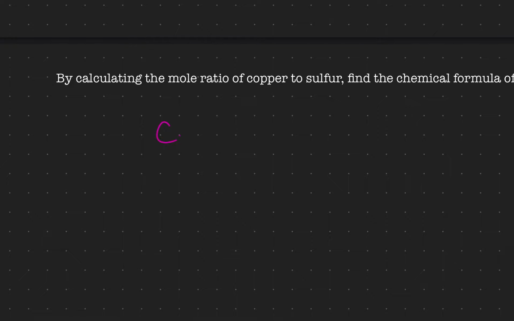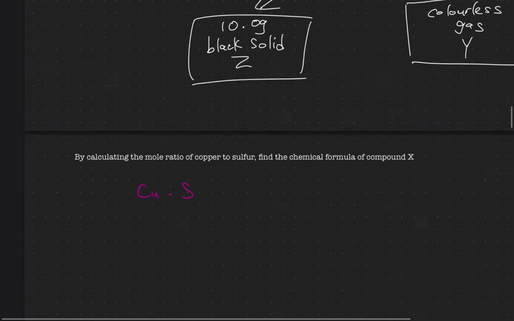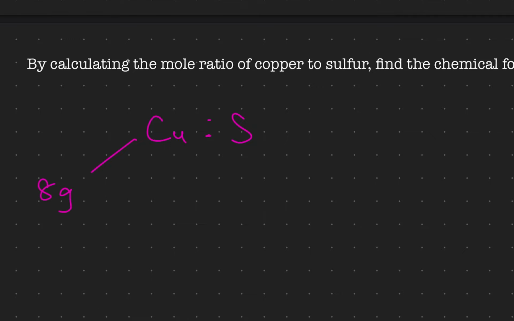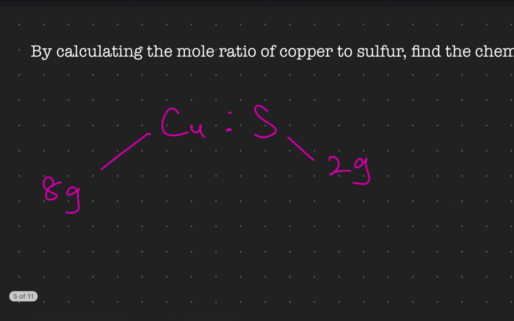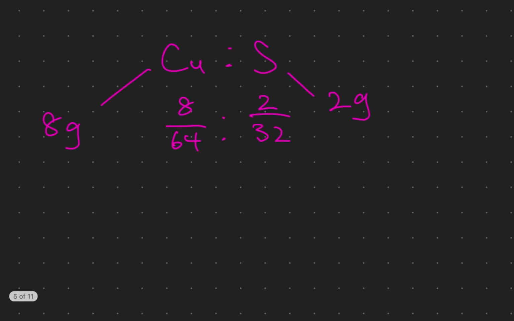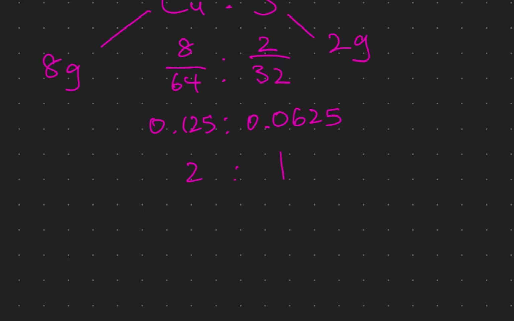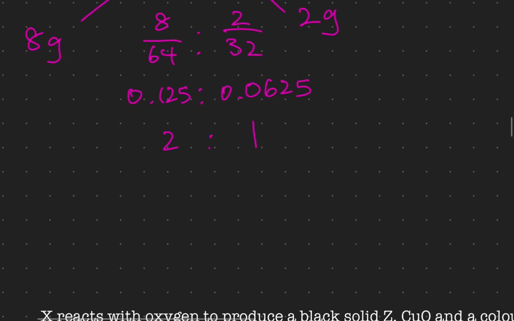Alright, so we're going to compare copper to sulfur now. Over here we have 8 grams of copper. And for sulfur we have 2 grams. So to find the amount of moles is just mass over MR, so it's just 8 over 64. And for sulfur it's just 2 over 32. So that'll give us 0.125 to 0.0625. So we will divide by the smallest number, which is 0.0625. So we'll end up getting 2 is to 1. So our chemical formula for compound X will be Cu2S.